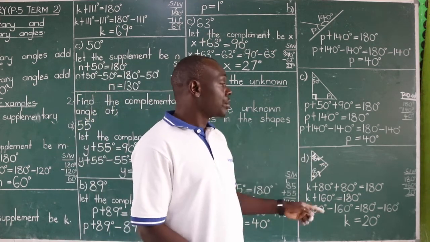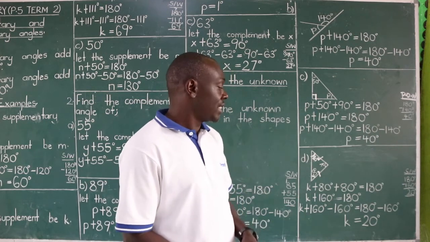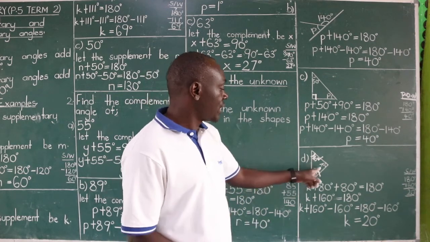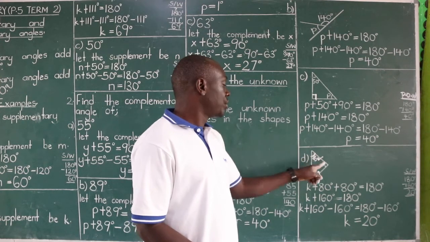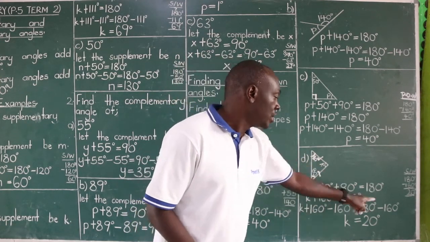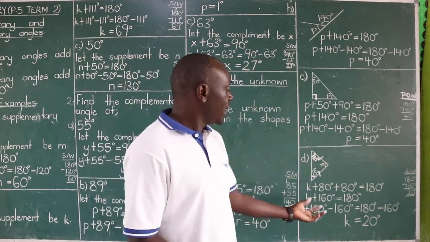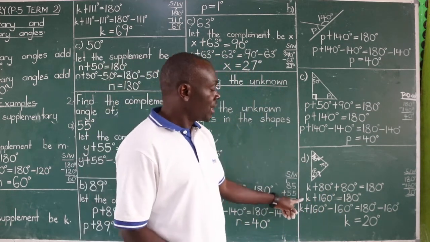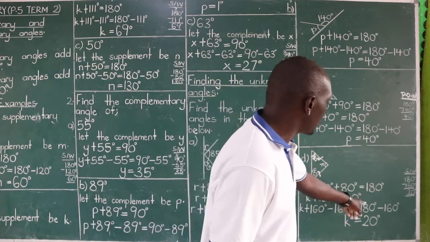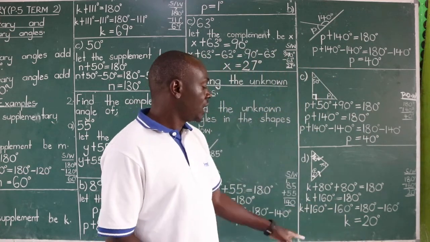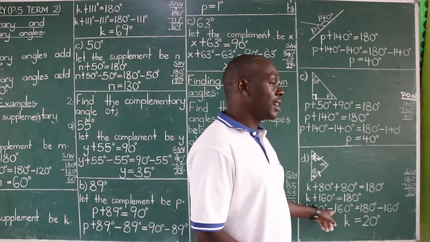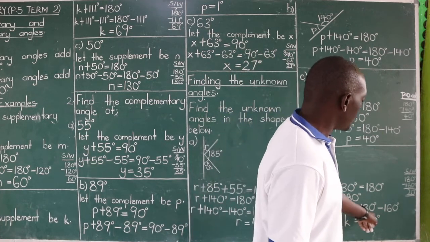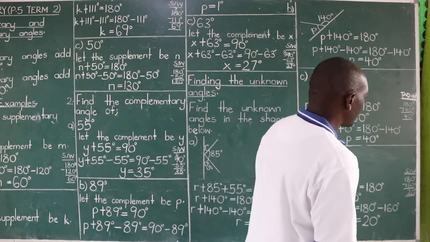So now 3 angles of a triangle inside add up to 180 degrees. That's why you say K plus 80 degrees plus 80 degrees equals 180 degrees. Where 80 plus 80, you get 160 degrees. You say K plus 160 degrees equals 180 degrees. And now K plus 160 degrees minus another 160 degrees equals 180 degrees minus 160 degrees.